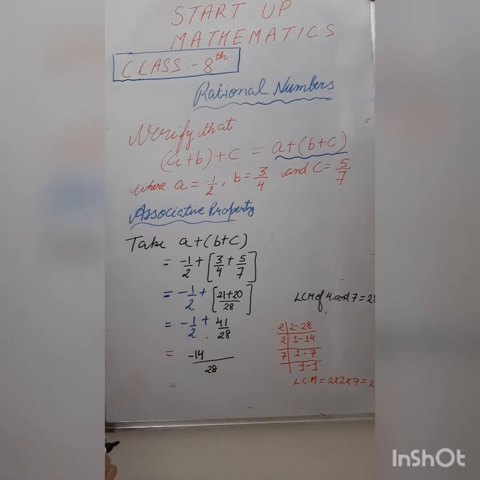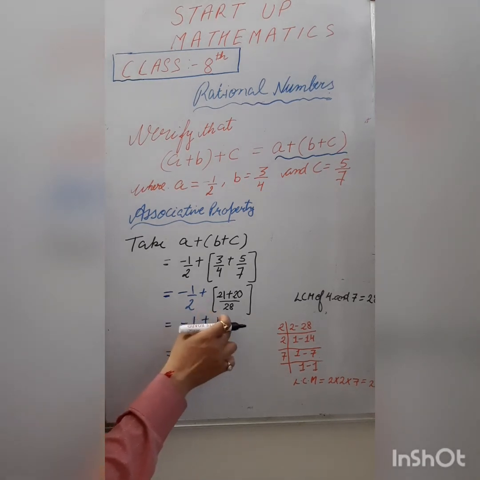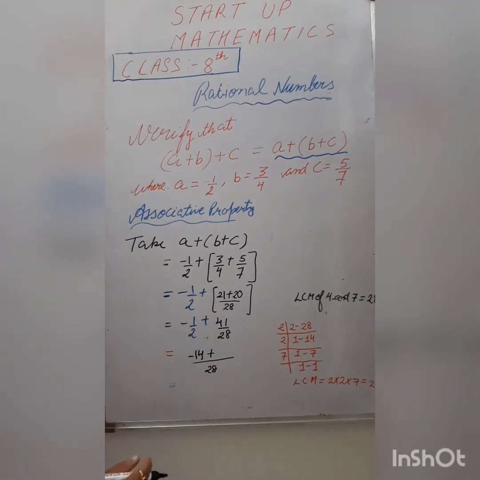-14, right, plus 28 divided by 28, the same number divided by the same number, the answer is always 1, and that 1 is to be multiplied by the numerator. 1 into 41, 41 ones are 41. किसी नंबर को 1 से मल्टीप्लाई करेंगे the number itself, 41, right?